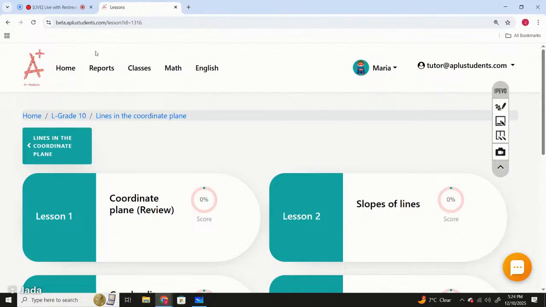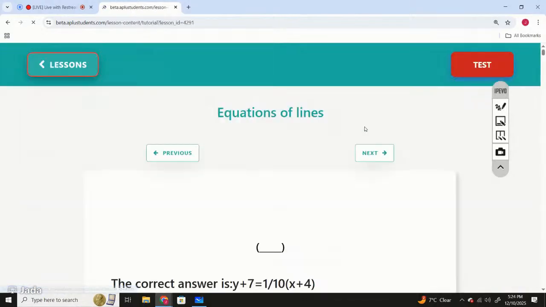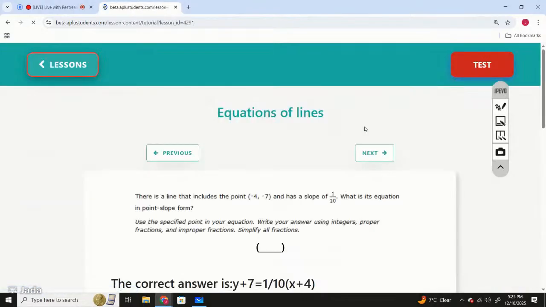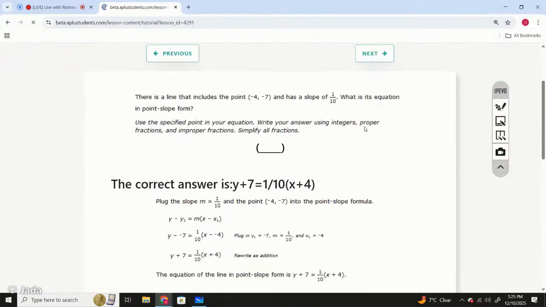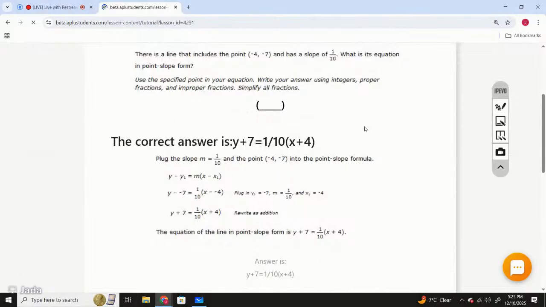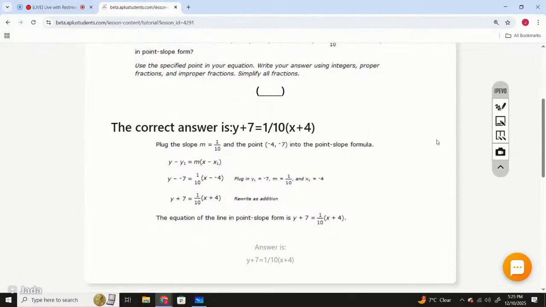Okay, the next one is equations of lines. Let's just start with the lesson. There is a line that includes the point (-4, -7) and has a slope of 1 by 10. What is its equation in slope intercept form? So the first thing we need to learn is what is the slope intercept form.